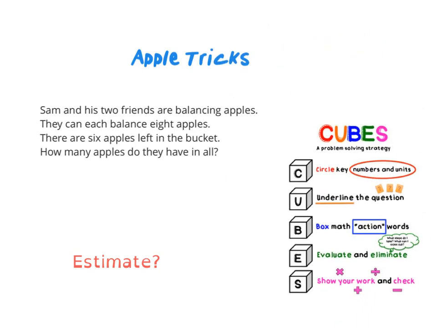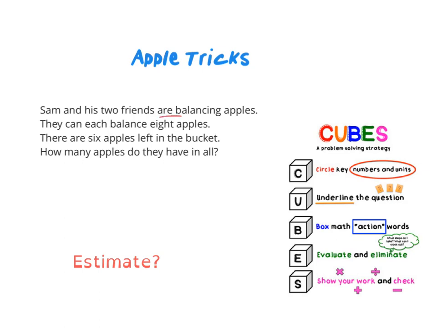We've got a couple things going on in this word problem. We want to make sure that we are circling our numbers and our units. So Sam and his two friends are balancing apples. They can each balance 8 apples. There are 6 apples left in the bucket. How many apples do they have in all?